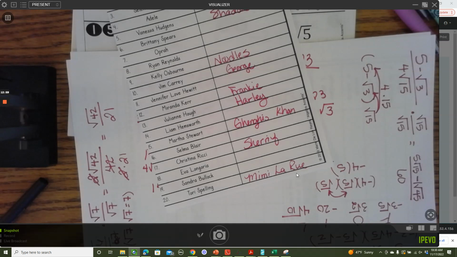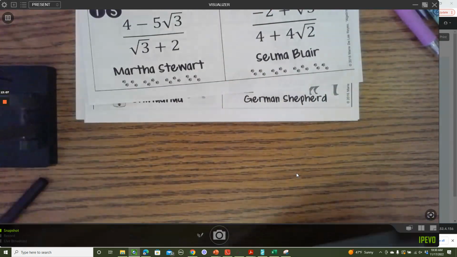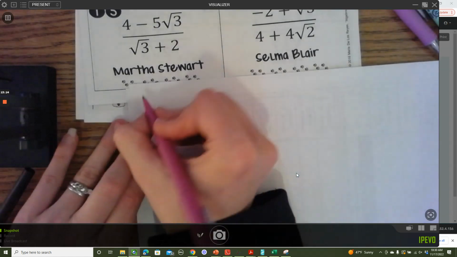You just need a little paper, right? No, let's do one more. Selma Blair, let's do her. Number 16? All right. Yeah, let's do 16.